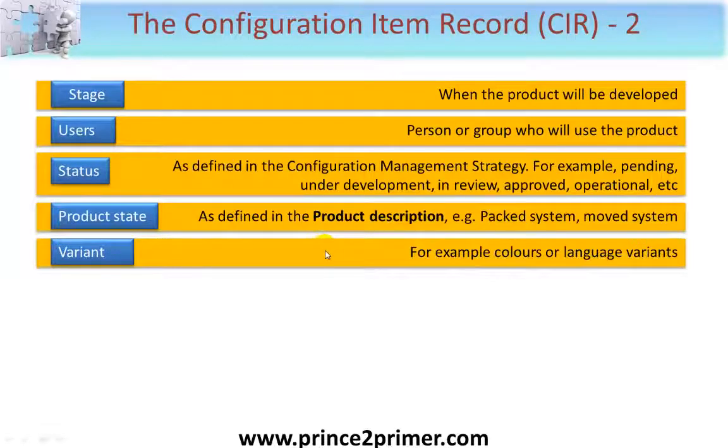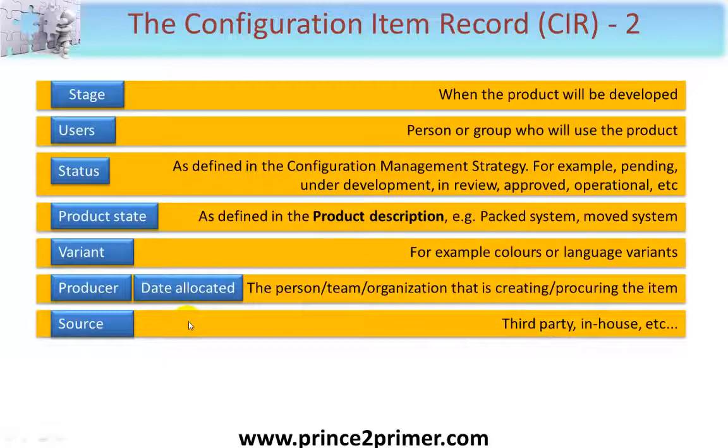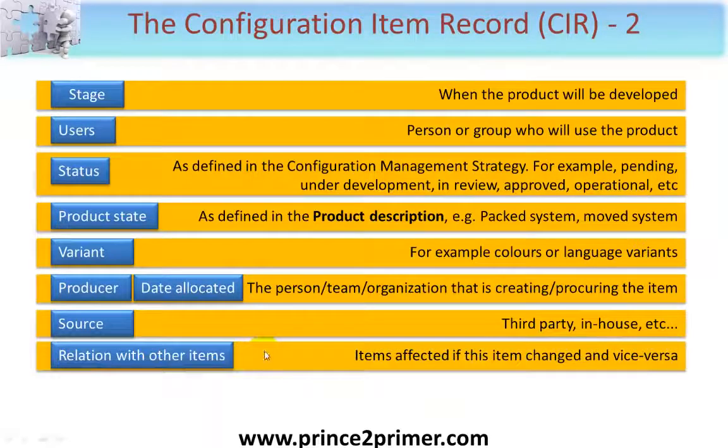Variants, for example, colours or language variants. For example, your PC keyboard. The producer and the date allocated. This is the person, team or organisation that is creating, or if the product is being bought in from a third party, who is procuring the item. The source, is it being derived or procured from a third party, or are you building it in-house, and so on. Its relation with other items. Items affected if this item was changed and vice versa. You may be using some software here which actually shows the relationships between one product and another.